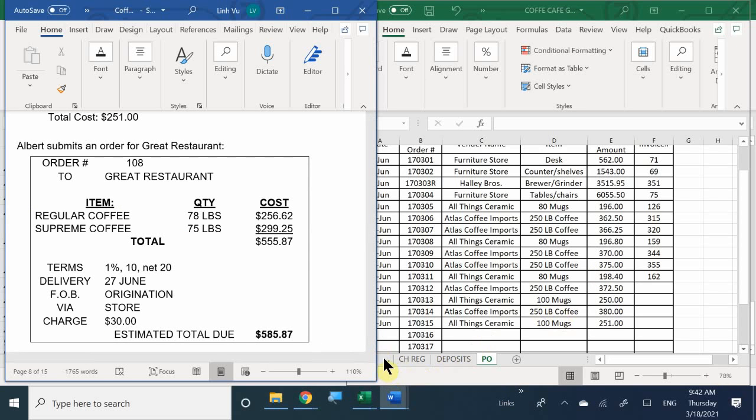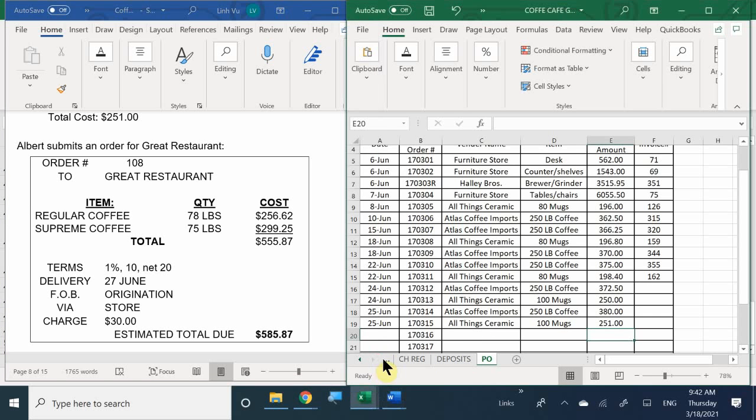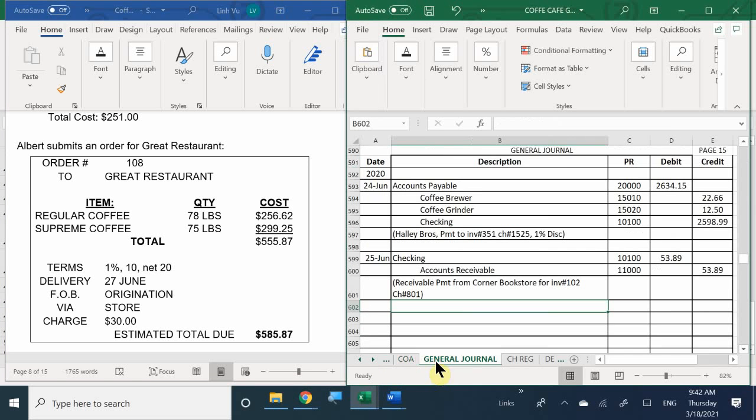Submit an order from Albert. Submit another order. To who? Great Restaurant. Well, from Great Restaurant to us. Okay, so they decided they wanted more coffee from us. They bought 78 and 75 pounds. Now, what do we do with this order? Added to our subsidiary and commissions. Yes, that's it. Good.